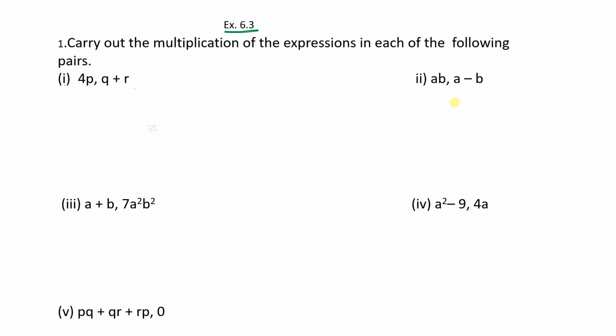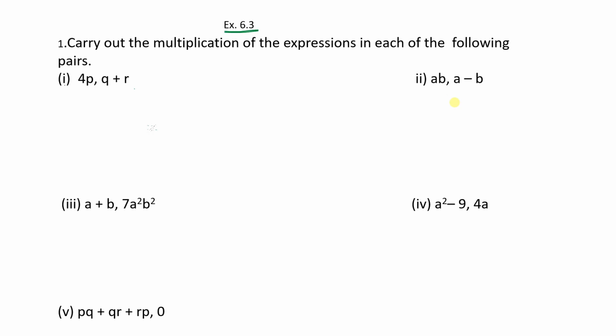In the last class, we discussed multiplication of polynomials. So in that, we discussed the product of two monomials, the product of a monomial and a binomial, and how to multiply a monomial and a trinomial. Now let us do exercise 6.3.